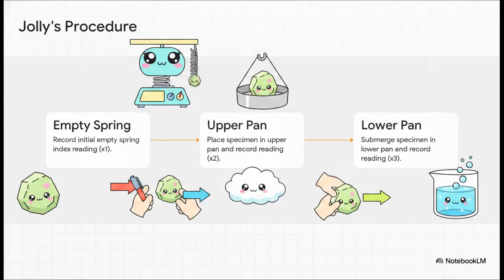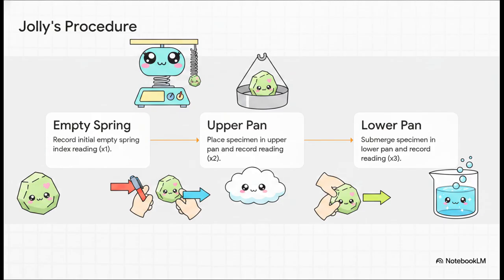The procedure here is a really neat, highly systematic 3-step vertical process. First up, you record the initial index reading of the empty spring. That's your baseline. Let's call it x1. Second, you place the mineral in the upper pan, the one hanging in the air, and record how far this spring stretches down. That's x2. Finally, step 3, you move the specimen down to the lower pan, which is completely submerged in water, and record that new reading as x3.